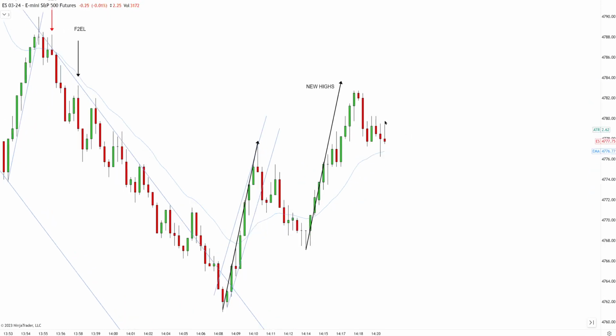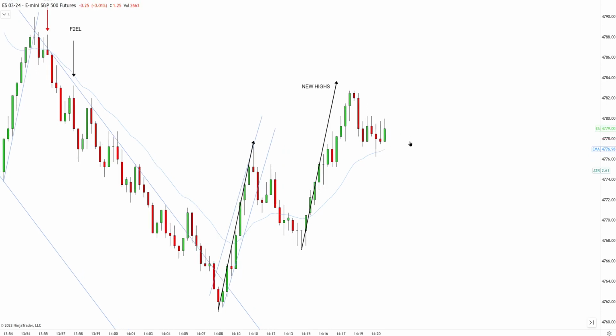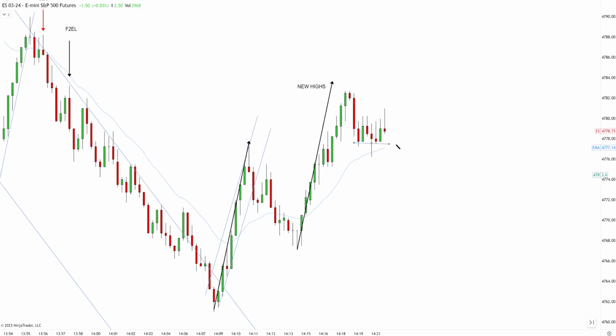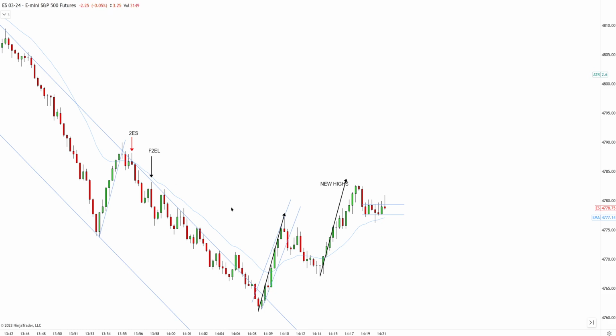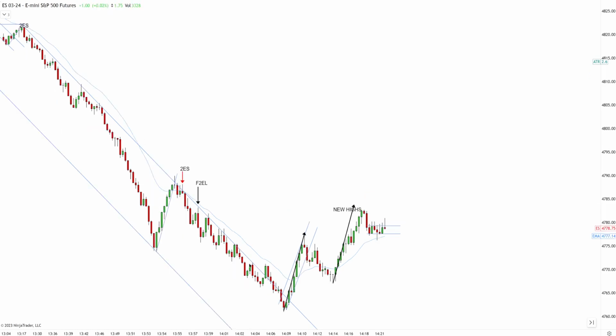We have a failed second entry long, but it's above the exponential moving average. It didn't even trigger. It triggered here. But the problem is the failed second entry long is still above EMA. Not really great. Also part of congestion. We really expect the market to go lower because the trend down was extremely strong. Bearish bias is in play.